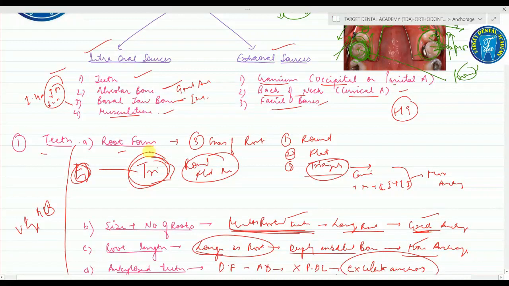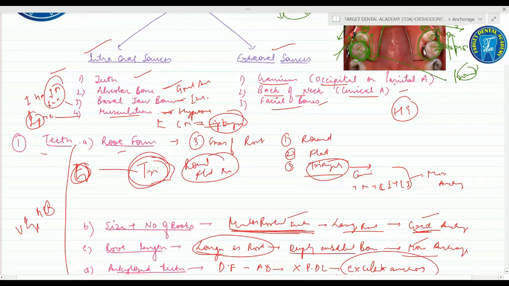Next is the musculature. The musculature is the most commonly asked MCQ topic. Dental anchorage may be increased by use of hypertonic labial musculature, as in the case of the lip bumper. Commonly asked MCQ, the lip bumper.